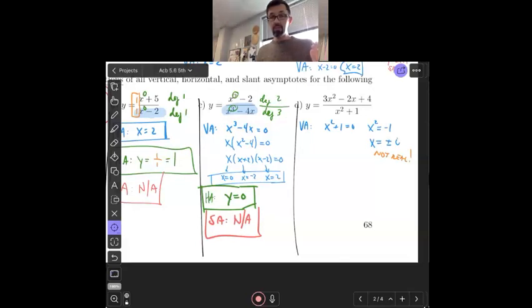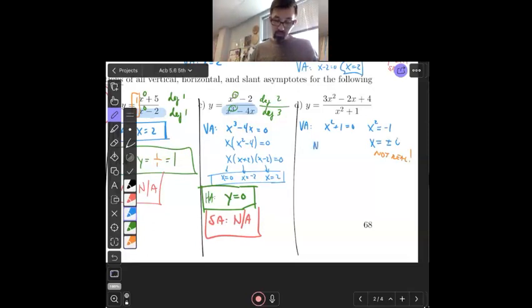Okay? And if we can plug in any real number, that means there's no break in the graph, which means there's no discontinuity, which means there's no asymptote. So this graph would have no vertical asymptote. Okay? Because this is not real, we get no VA. Okay?